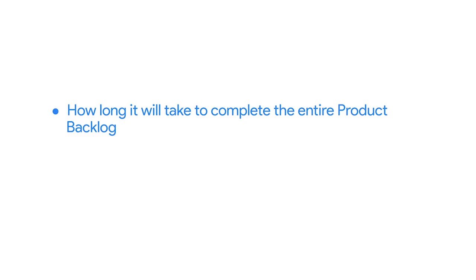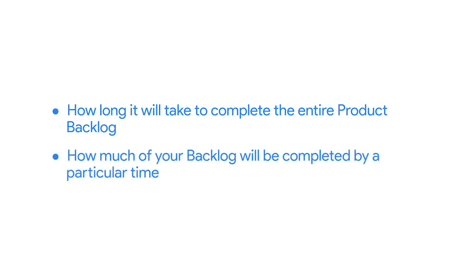Once you have a stable velocity and a refined backlog with prioritization and estimates, this unlocks an incredibly valuable superpower. You can now tell your stakeholders and sponsors 2 important things. You can tell them approximately how long it will take to complete the entire product backlog, and how much of your backlog will be completed by a particular time. This ability to confidently predict when things can get done is one of the most powerful tools in Agile and Scrum, in my opinion.